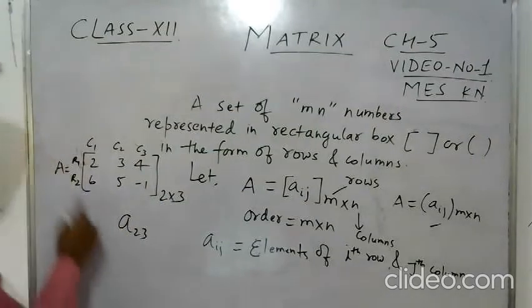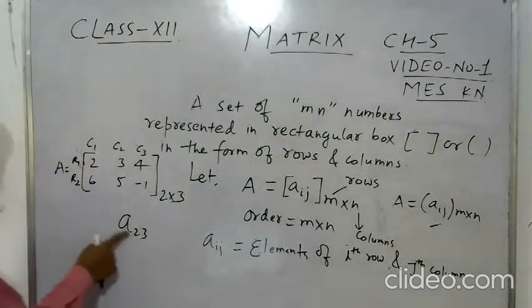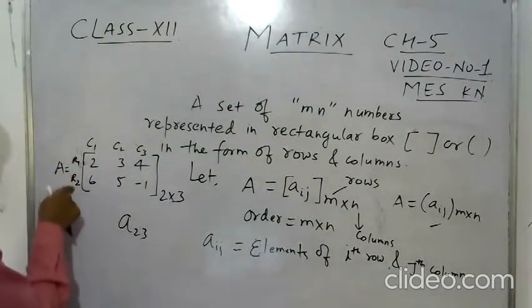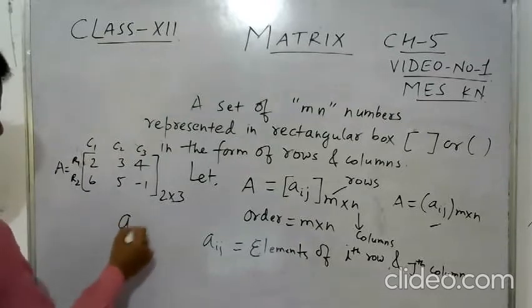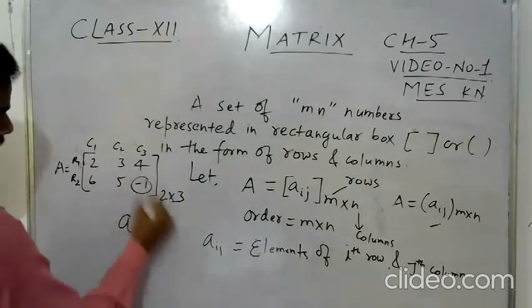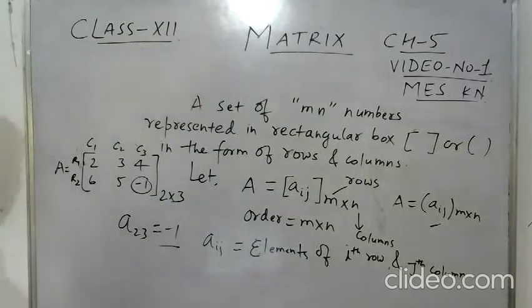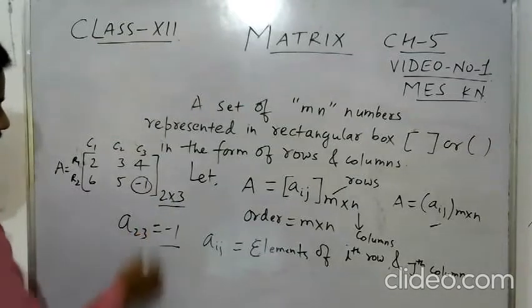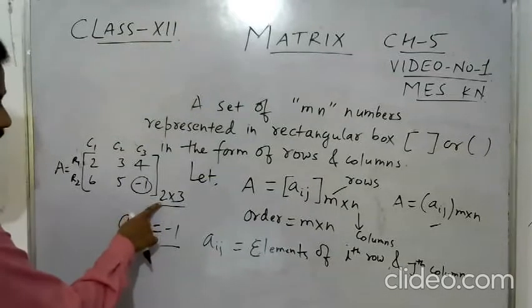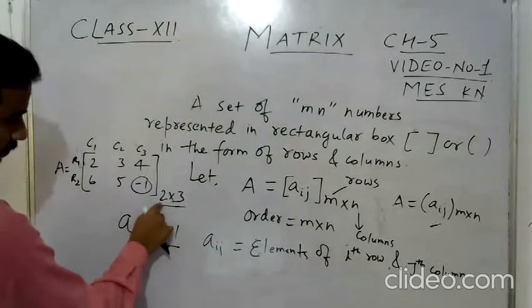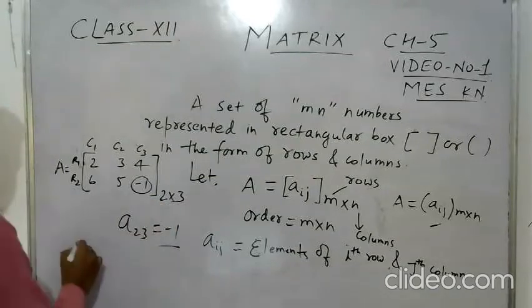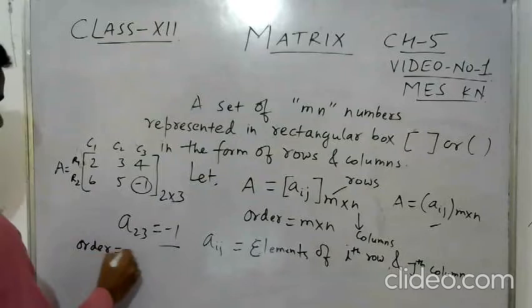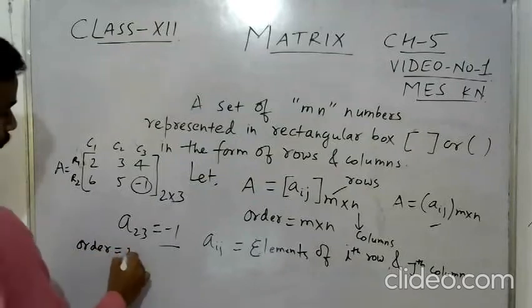Suppose you want to find a23, the element of the second row and third column. Second row, and third column: first, second, third. So a23 is equal to -1. The order of the matrix is 2 by 3, where the first number represents the rows and the second number represents the columns. So the order of matrix A is 2 by 3.